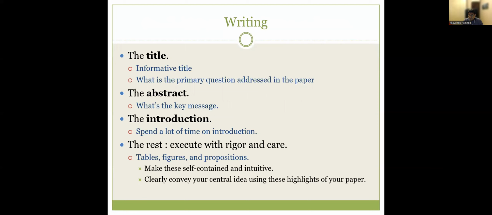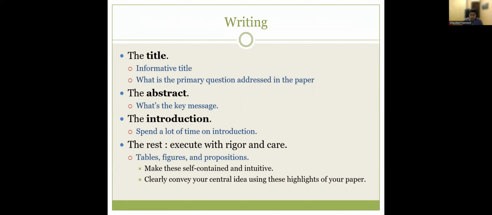So the writing part: the title is the first thing that you think of when you're writing the paper. It's got to be an informative title. The title basically has to reflect what the paper is about. What's the basic question that's being addressed in the paper?